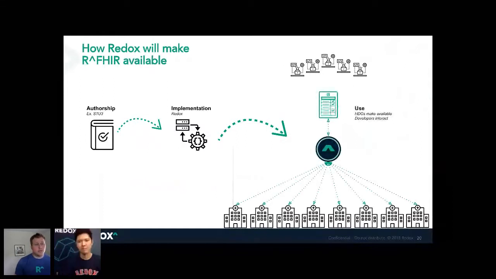This is the exact same way that our API works today, where we could take a proprietary API like Athena or an HL7 version 2 message and give you one consistent experience. We're just translating it into FHIR now. And Niko, I think you wanted to talk about this slide.